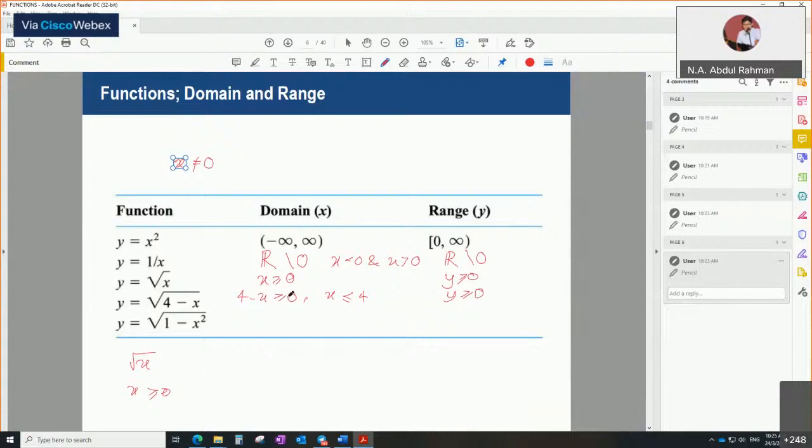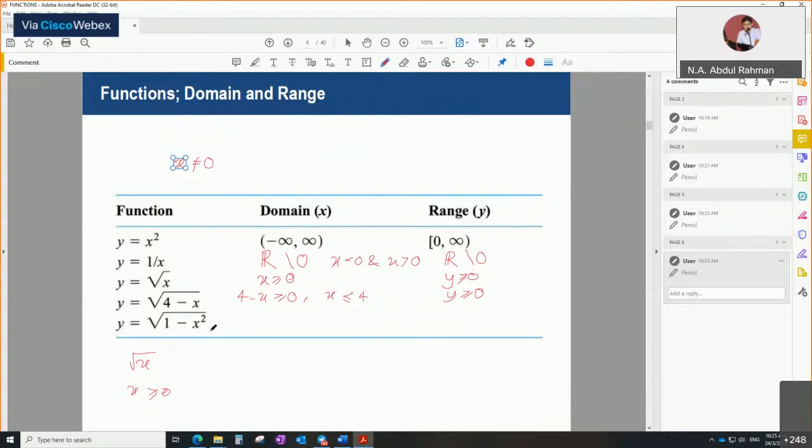So you understand, right? Because if you plug in a number greater than 4, for example 5, you will have x equal to 5, then 4 minus 5 will give you a negative number, which is negative 1. So you cannot have the square root of negative 1. That will give you an imaginary number.